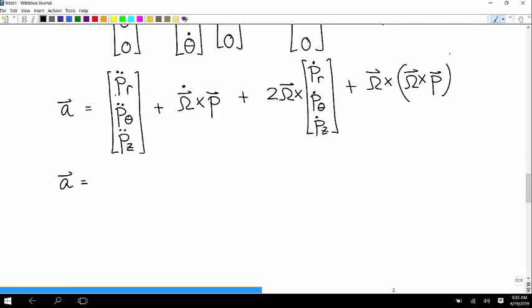So first, let's calculate the second time derivatives of the components of the position vector. What's the x component, second time derivative? Yep, r double dot. Theta, second time derivative, 0. And then z, 0 also. Yep.